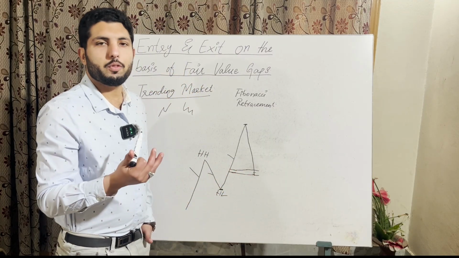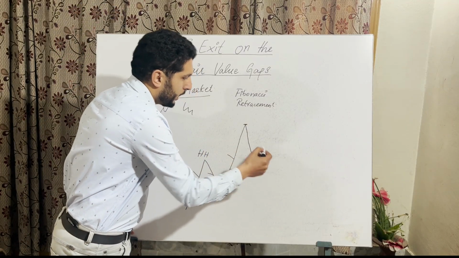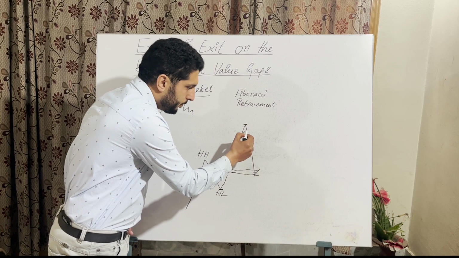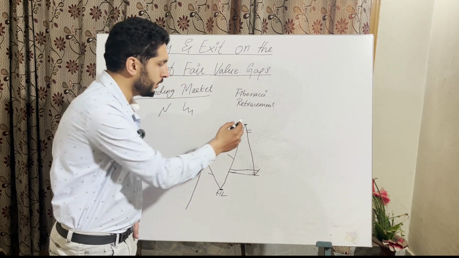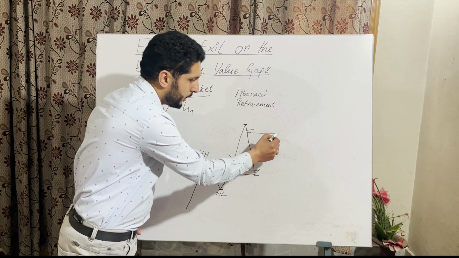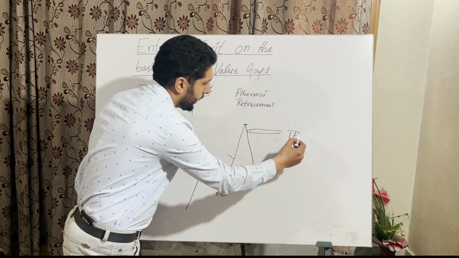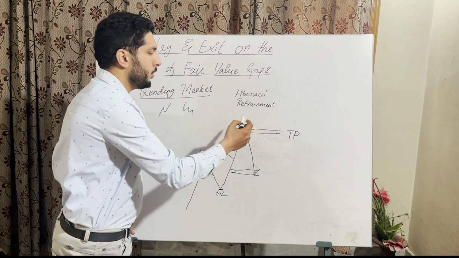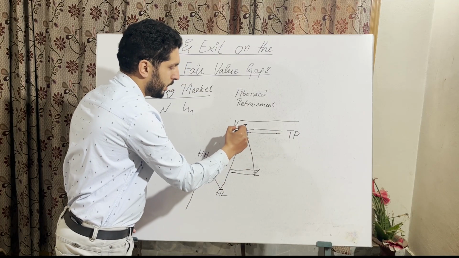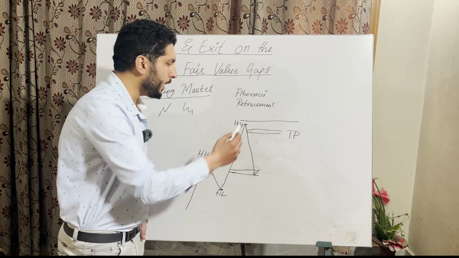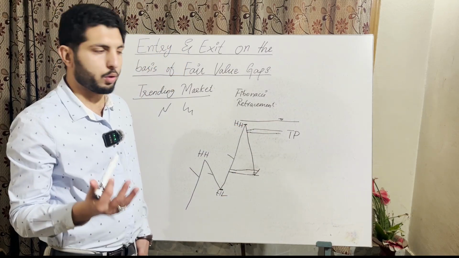That is the area where we would take a buy entry in the uptrend. Now we could target the first gap, which is at the high of this move. This would be our first TP, you could say. And secondly, we could take the high of the higher high, this area. This would be our take profit.